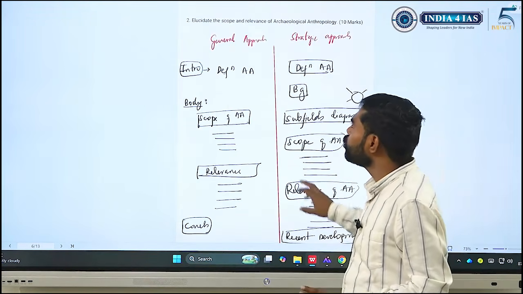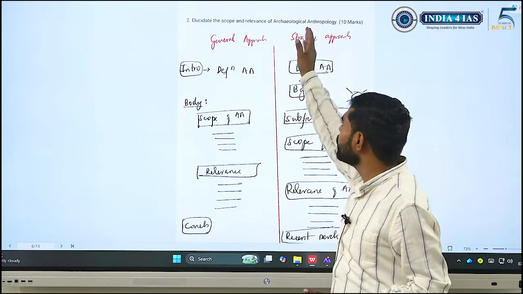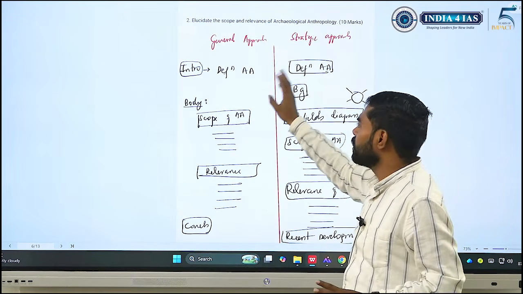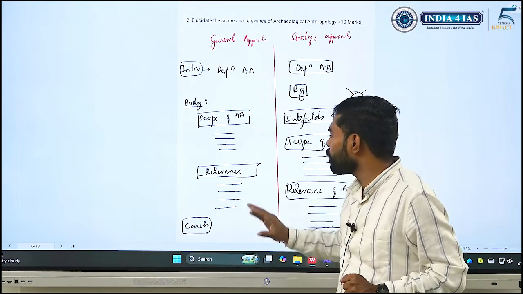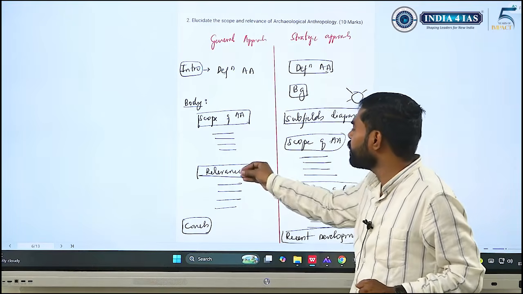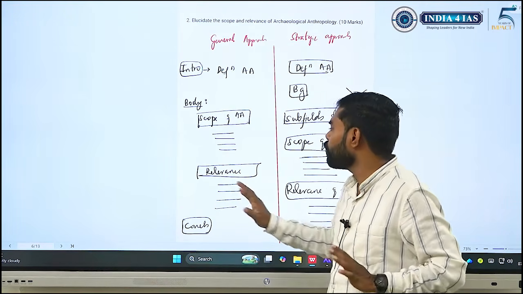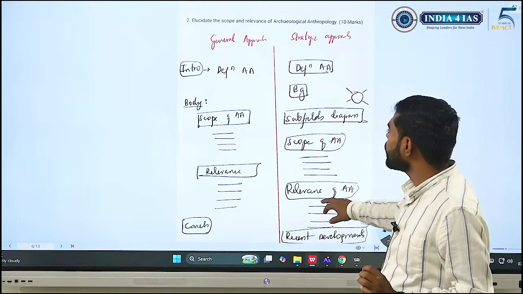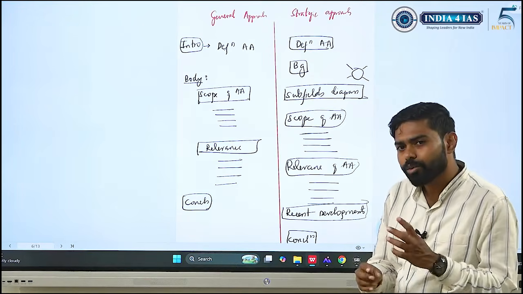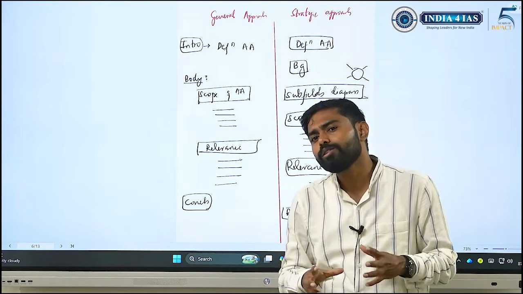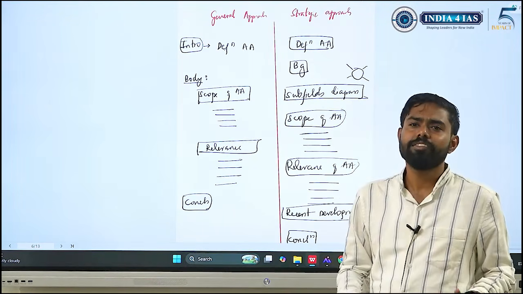So the usual approach used to be: define archaeological anthropology, then list down the scope of archaeological anthropology, and then write relevance. So we could see that we have 4 dimensions. But like I said, if we are able to identify 1 or 2 extra dimensions, we'll be able to write answers very seamlessly, very simple.